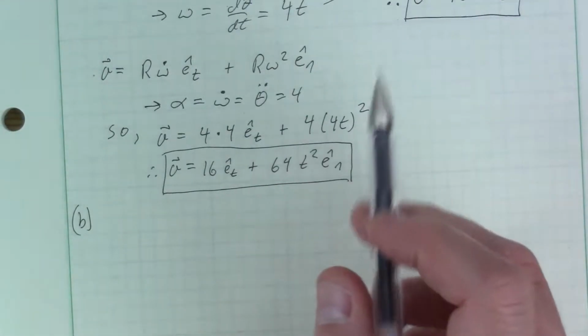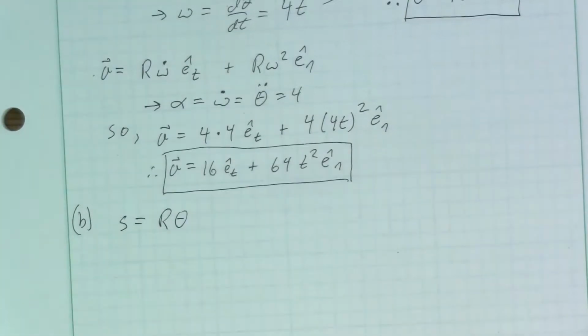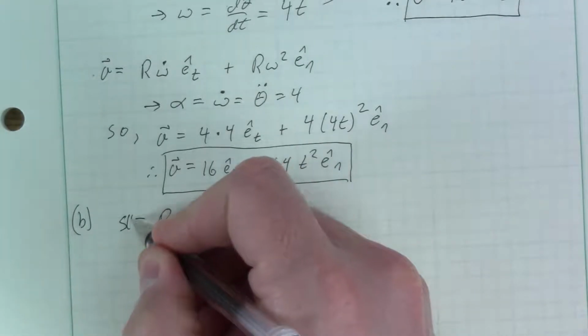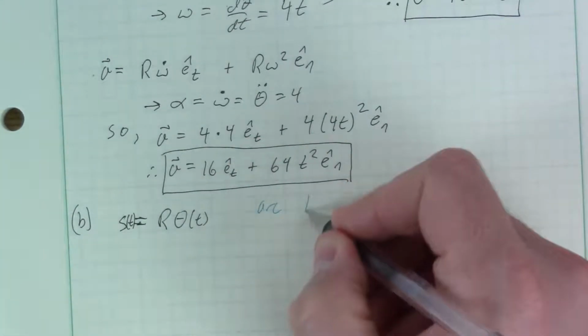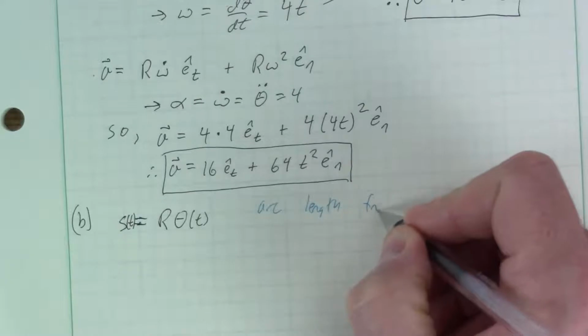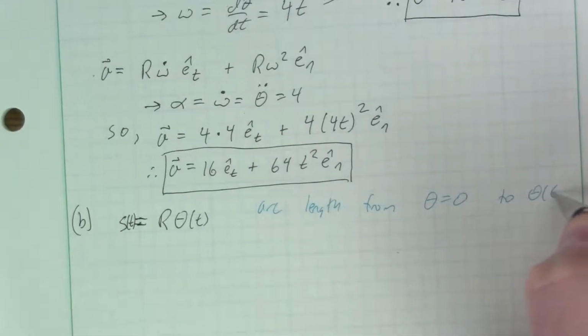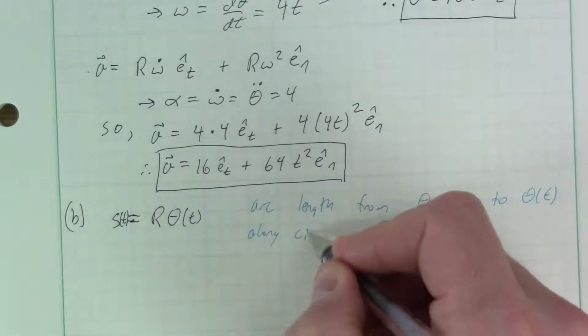The second part is how far have we traveled in the 1 second? Well, there we are really just calculating an arc length, right? This is maybe if I can sneak it in here, right? Since theta is a function of time, s is a function of time, right? And what that really is, is the arc length from theta equals 0 to theta at some time later on along the circular path.